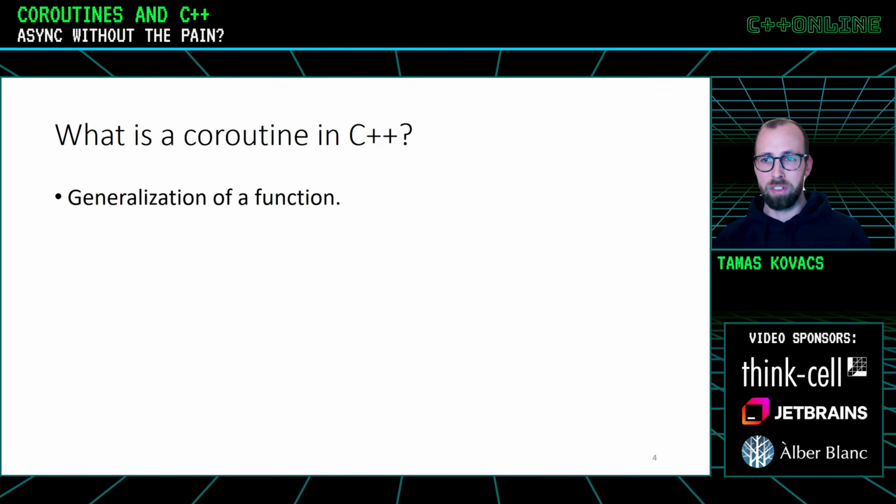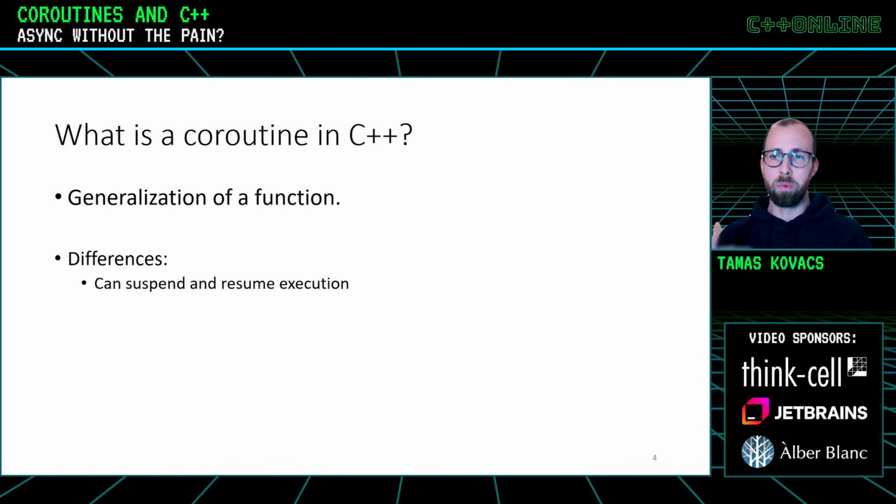Think about a normal function first. A regular function starts running, executes from top to bottom, and then simply returns. And that's it. One single entry point and one single exit point, no pause in between. A coroutine is a bit more than that. A coroutine can suspend and resume the execution. That means it can pause in the middle of the work, return control to the caller, and later continue the execution where it left off, with all its local state and local variables.